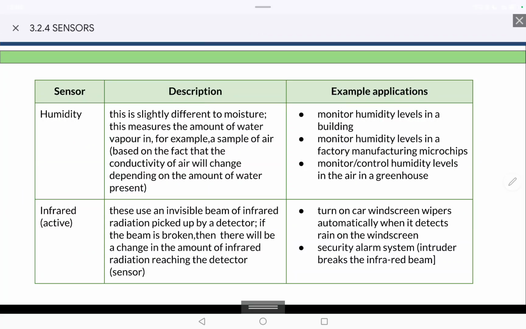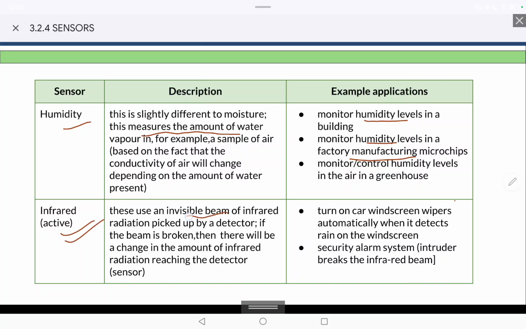Okay, another sensor is humidity sensor. So this sensor is slightly different from moisture sensor. What this sensor does is that it measures the amount of water vapor, the amount of water in the air. So it is used in applications such as measuring the humidity level in a building, measuring the humidity level in manufacturing companies.